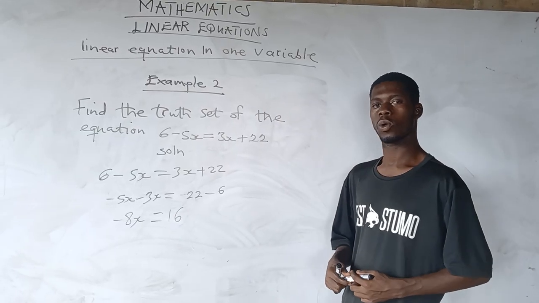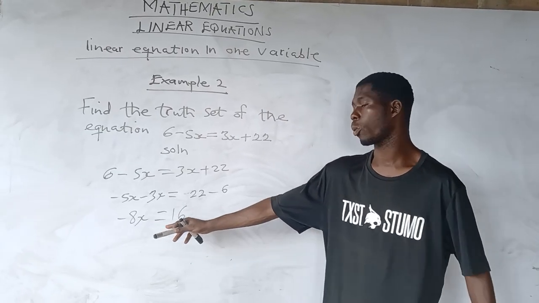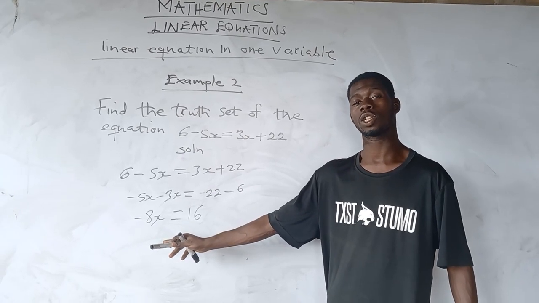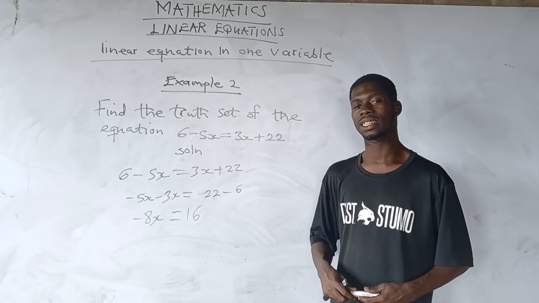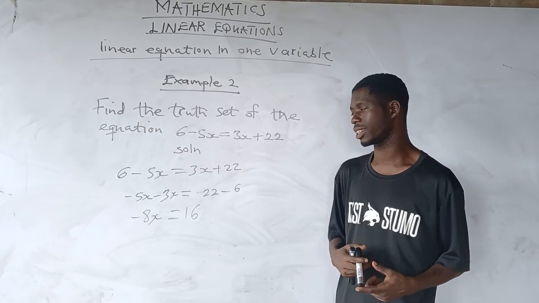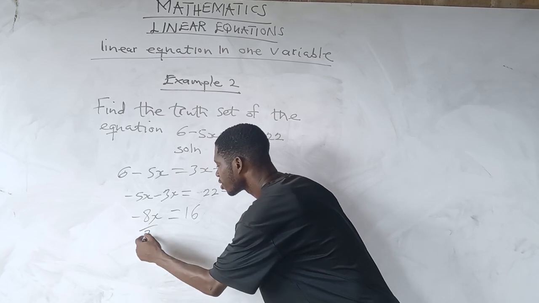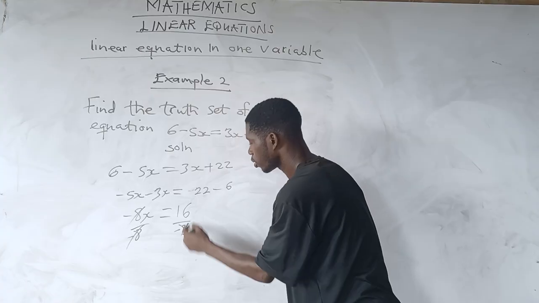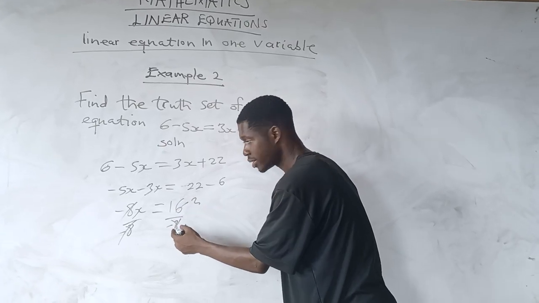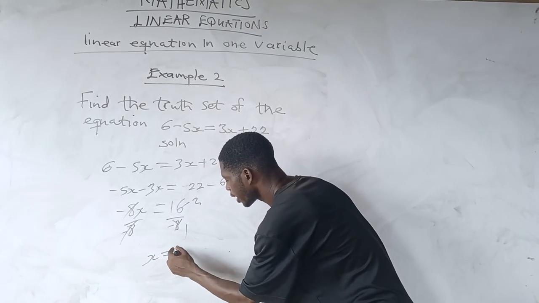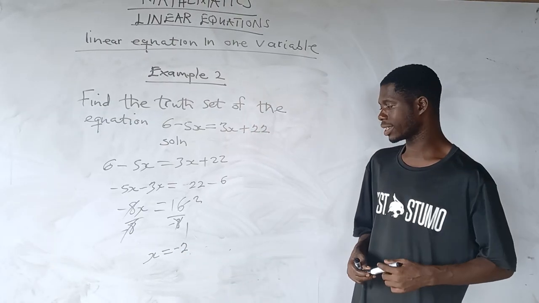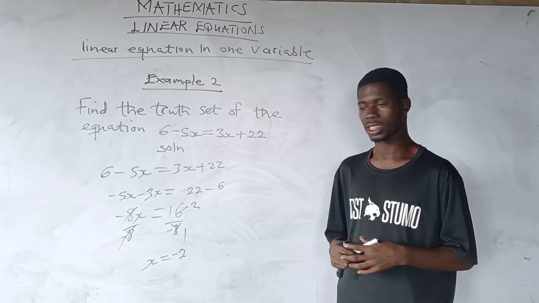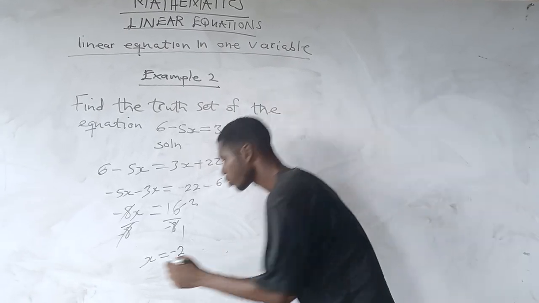We want to find x. So we divide both sides by the coefficient of x, which is negative 8. So x is equal to negative 2. But the question says find the true set. So this is how we are going to present it.